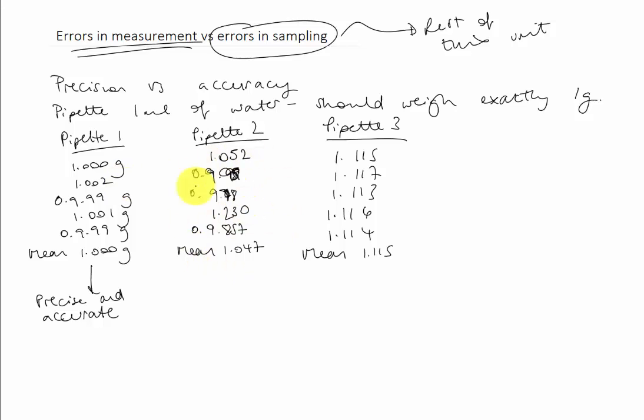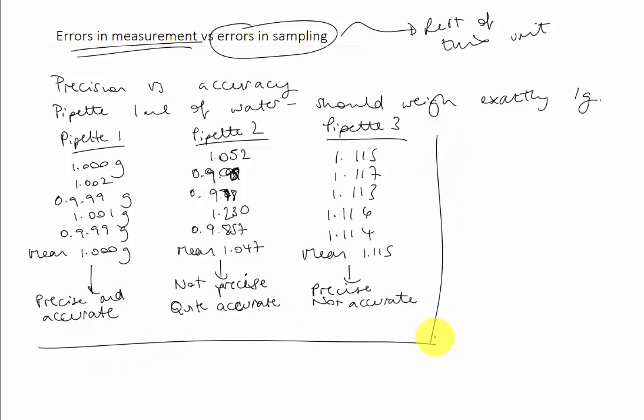Okay, this one we have a larger spread, so it's not precise, but it's quite accurate. So the average weight we get is pretty good. And this one is precise. They're all quite the same, but it's not accurate. So that's showing you by examples what I mean by precision and accuracy in measurement. That's just a little example.